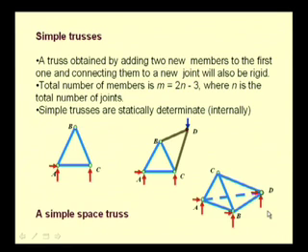If we extend this discussion to 3D, then a simple 3-dimensional truss is a tetrahedron constituting of 6 elements connected at 4 joints, that is A, B, C and D. Initially, we will see analysis of simple plane trusses.